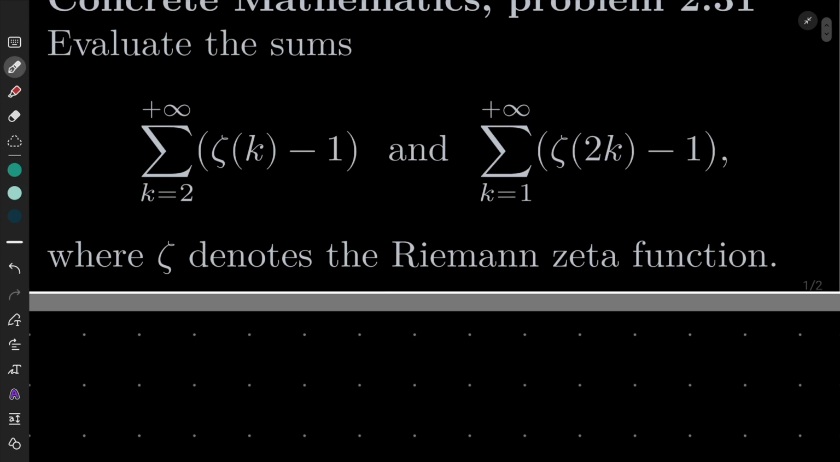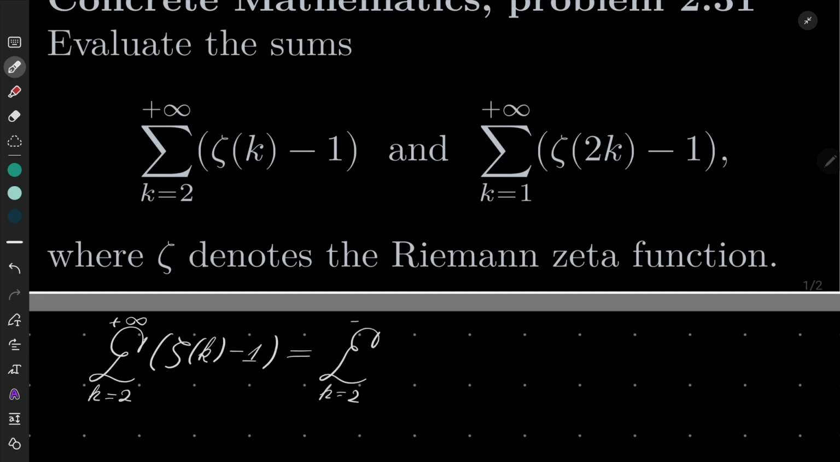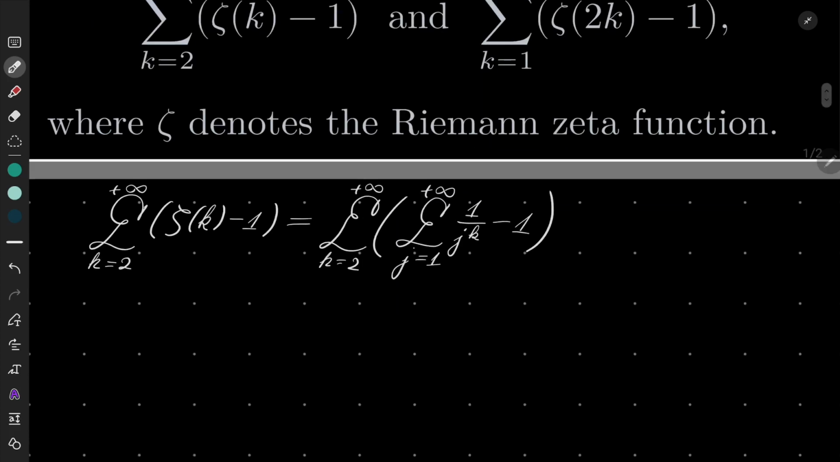Okay, so let's take our first sum, which goes from k equals 2 to infinity, zeta of k minus 1. By definition, this zeta function is an infinite sum from j equals 1 to infinity of 1 over j to the power of k minus 1. Let's now notice that if j equals 1, the first term of the zeta function is just 1. So we can simplify our sum a little bit by summing just from j equals 2 to infinity of 1 over j to the power of k.